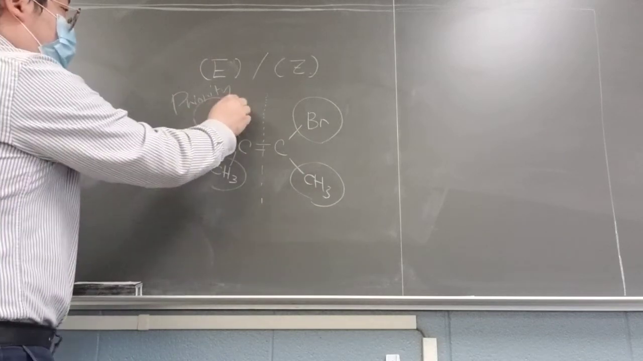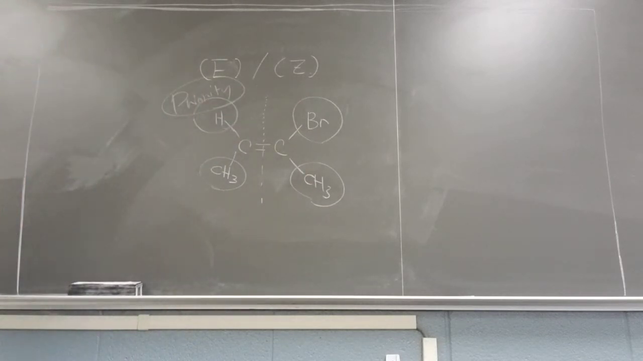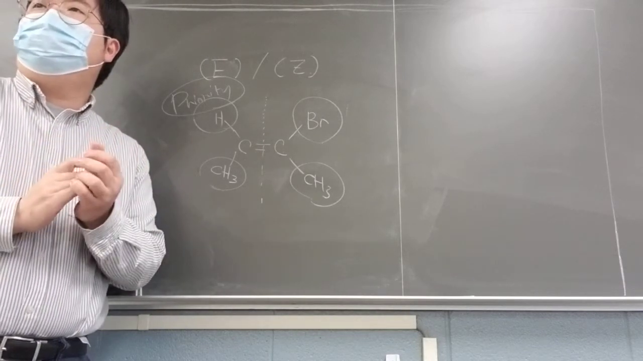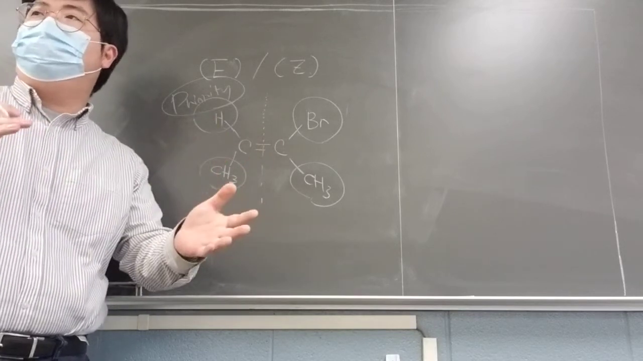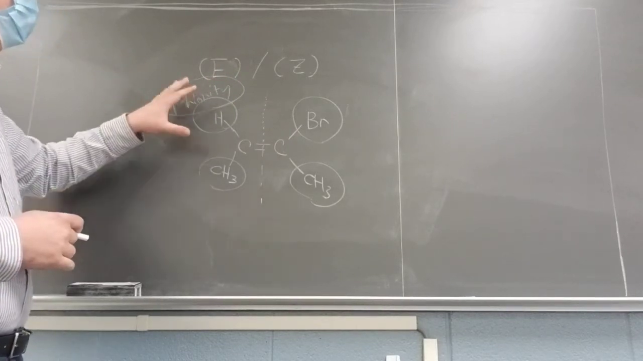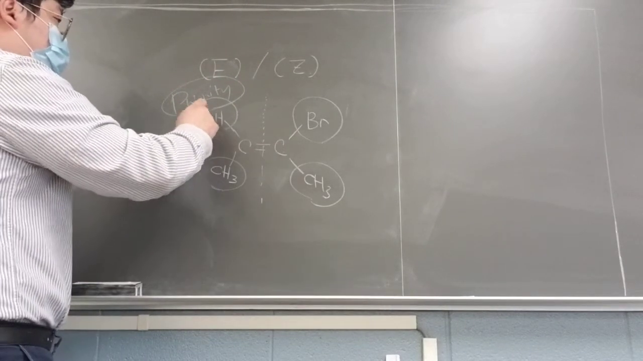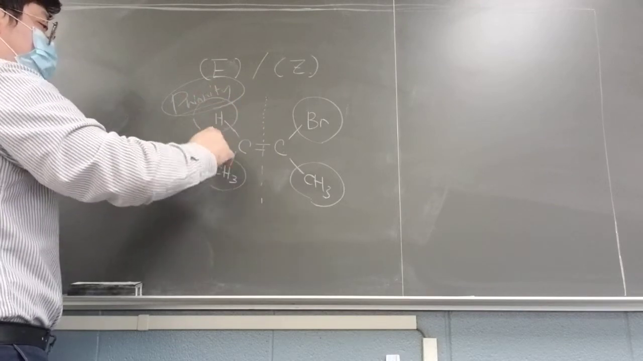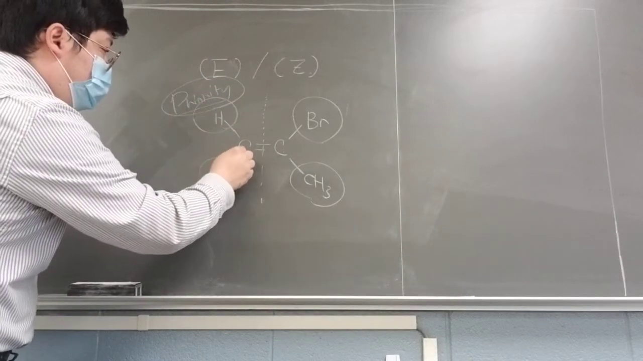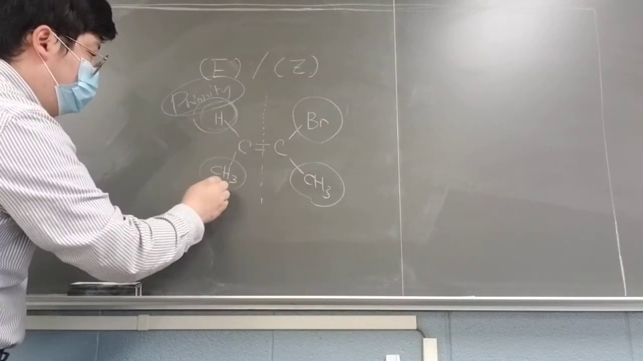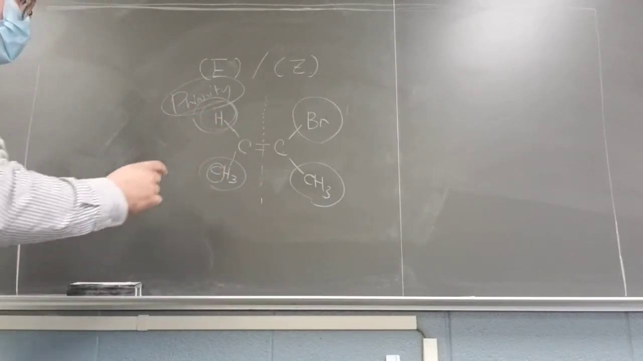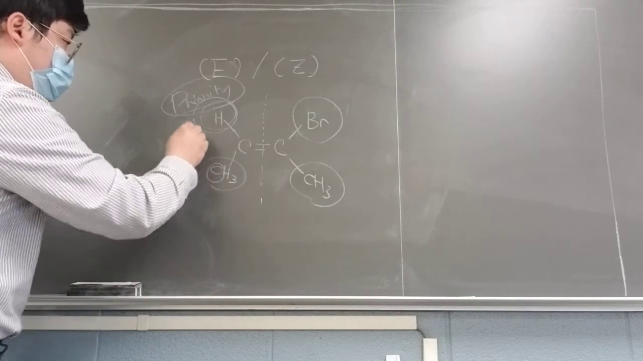When we prioritize those groups on each carbon, we also use the Cahn-Ingold-Prelog convention. Do you guys remember this, when we did it for the RS configuration? For the E and Z system, we prioritize these two groups by following the Cahn-Ingold-Prelog convention as well. So from this carbon here, there's only one hydrogen, but it has a carbon here. Carbon is higher in atomic number than hydrogen, right? So this is the higher priority than this one.